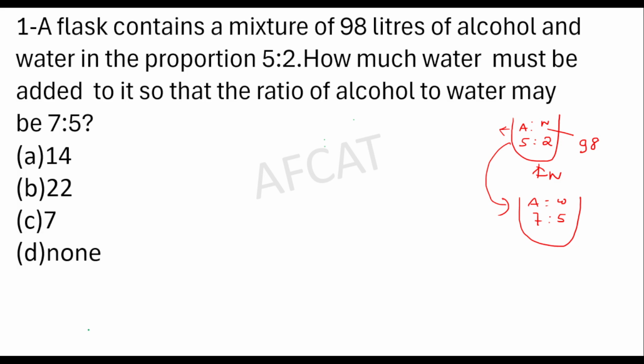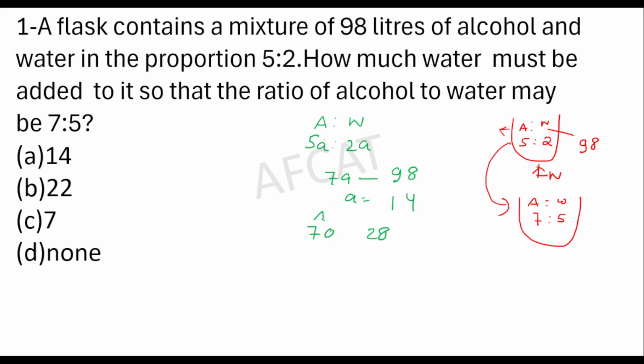First, what I will do, I will write alcohol and water, then I'm just going to write 5a and 2a because it is not the exact value. So I'm going to add this: 7a will be equal to 98. So the value of a will be 98 divided by 7, which is 14. So you get the value of alcohol 70 and water 28, because when you get the value of a, you get the exact value.